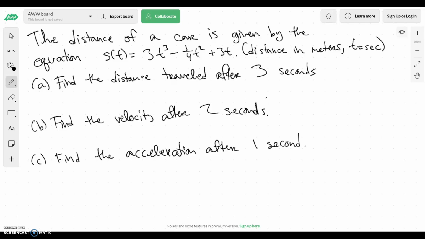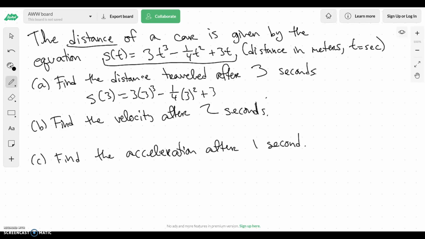So what we want to do is just use this equation, because we know that this equation represents the distance. So the first thing I'm going to do is plug in the 3. So s of 3 is equal to 3 cubed minus 1/4 3 squared plus 3 times 3. Okay, and now all I have to do is just plug it into my calculator.